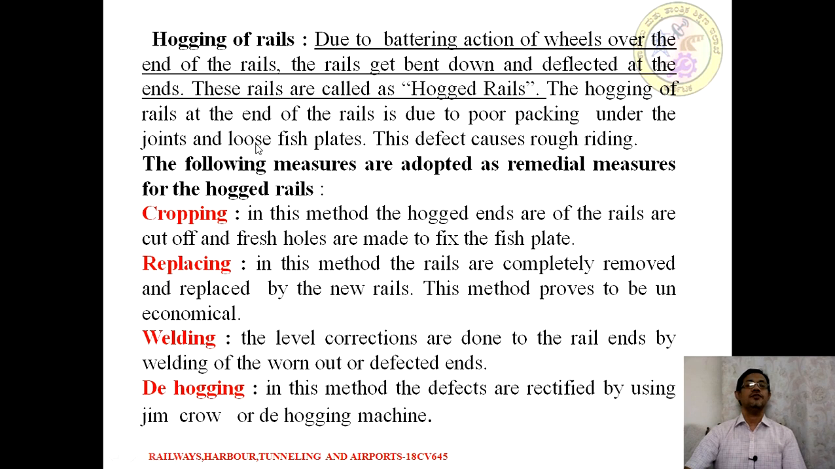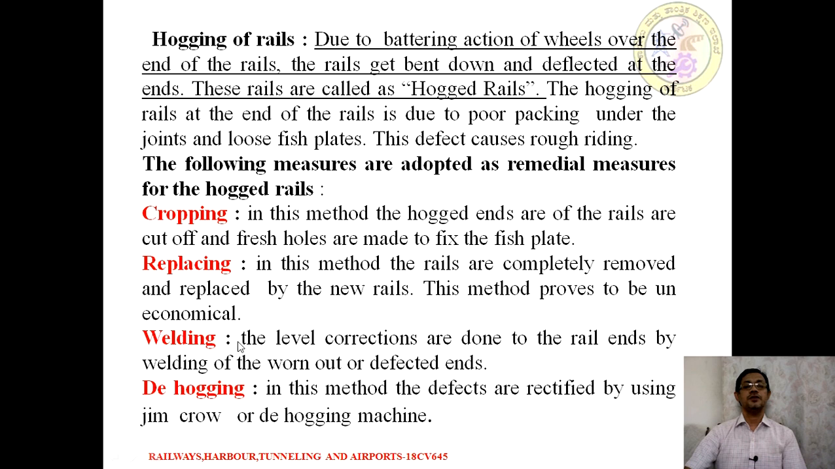This hogging of a rail at the end is due to the poor packing of ballast under the section, or otherwise a loose fish plate. This defect causes jerks or rough riding conditions. So how are you going to rectify it, or what are the remedial measures used for a hogged rail? There will be four methods. One is cropping, the second is replacing, the third method is welding, and the fourth one is dehogging.